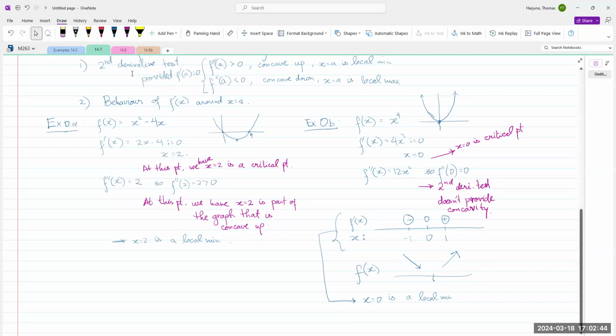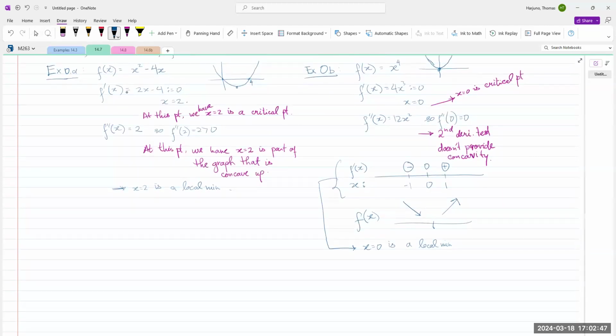Try to compare what I did here in example 0b with example 0c. When we have f of x equals x cubed, now you will see the graph of x cubed. I hope you do know this. The graph of x cubed looks like this. The first derivative is 0 at 0. The second derivative is 0 also at 0. So the second derivative test is inconclusive. So you need to do the sign graph for the first derivative.